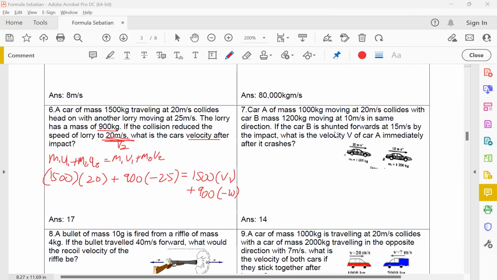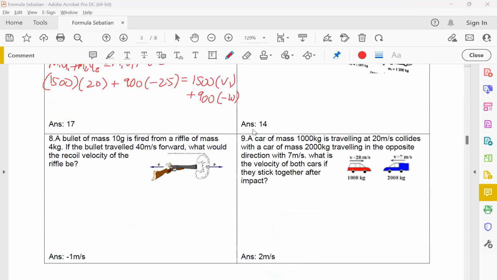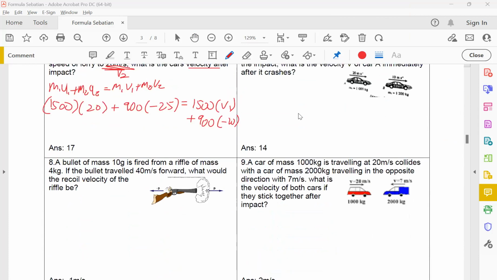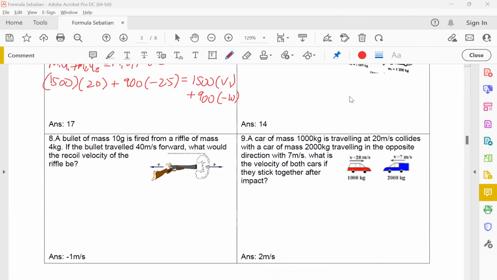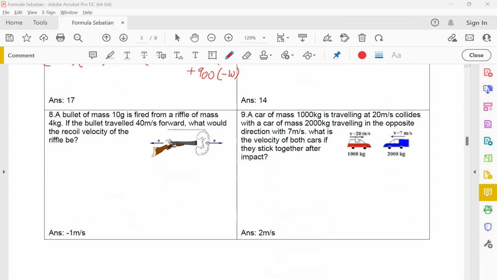What other question could you not do? Any other questions that you did not get the same answer? Okay, I got one of them. Which one? Question 9. Question 9. Okay, let's look at question 9 first. This is literally almost the same thing as what we did just now.